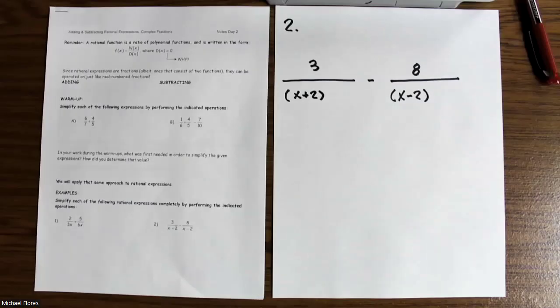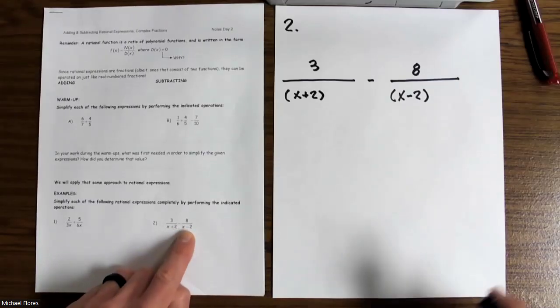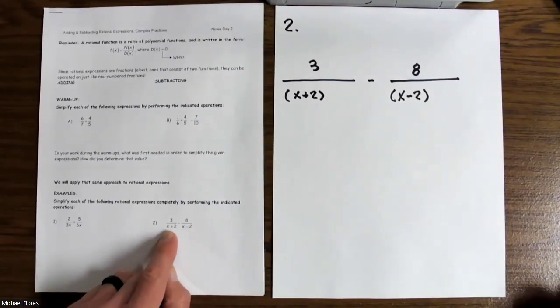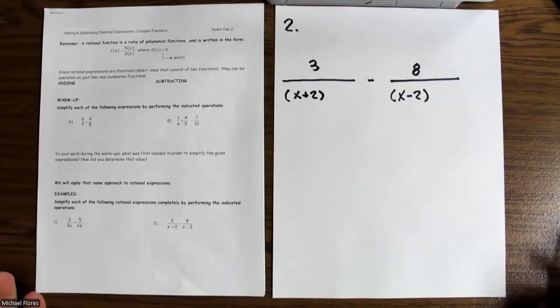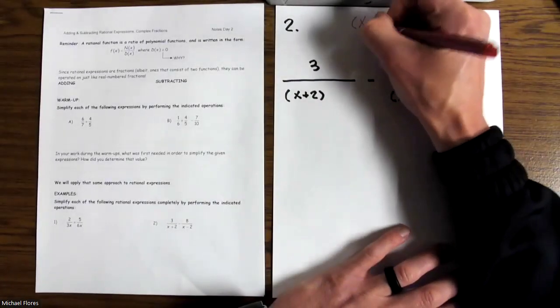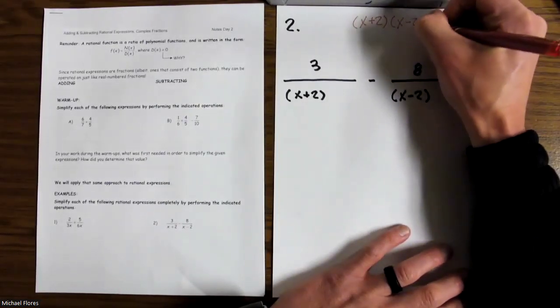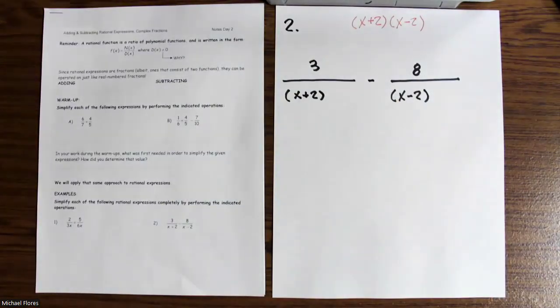Example 2. This fraction has a denominator of x plus 2. This denominator has a factor, I'm sorry, this denominator has a factor of x plus 2. This denominator has a factor of x minus 2. So in order to find our common denominator, we would have to multiply these two things together. We would have to multiply x plus 2 times x minus 2. And you don't actually need to multiply them, don't FOIL, just leave them in their factored form. But this is our common denominator.